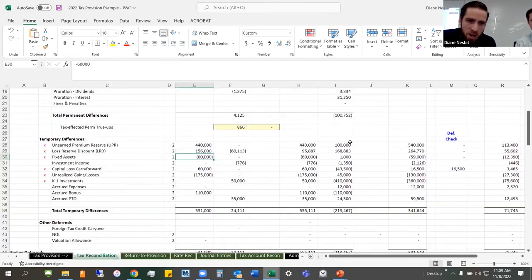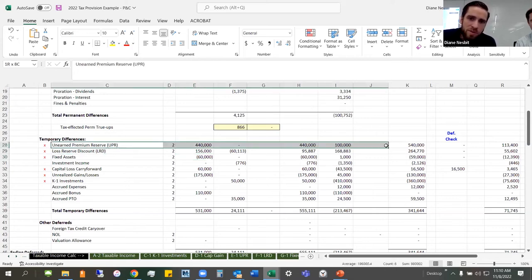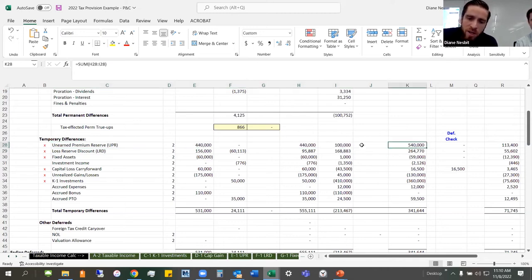So what we wanted to show is going through these different temporary differences. If we go through and look at some of these work papers, we're going to find these check figures, and I'll show you how that would work. For unearned premiums, we've got a difference because tax recognizes 20% of unearned premiums each year. Book doesn't do that, and so tax has essentially picked up more income, and so we've got this deferred tax asset.